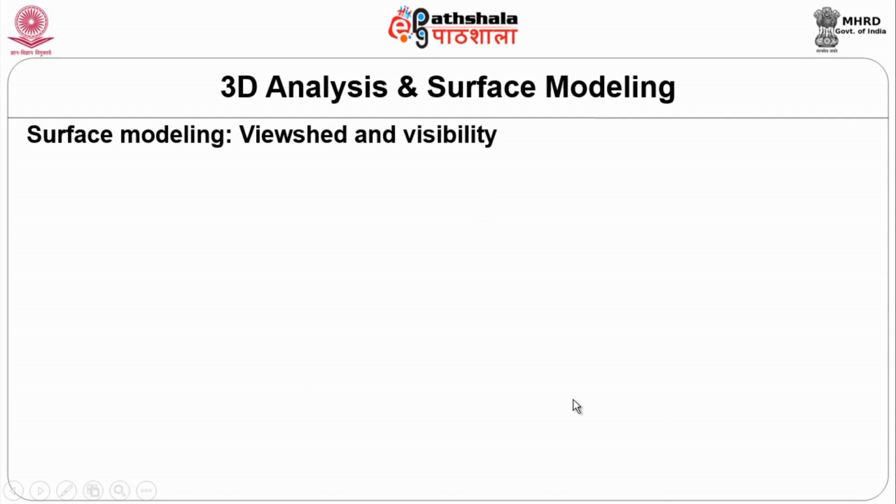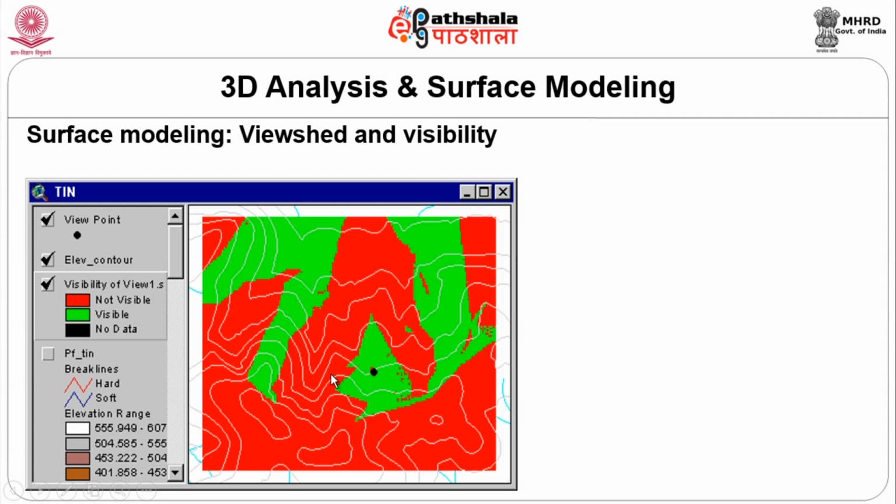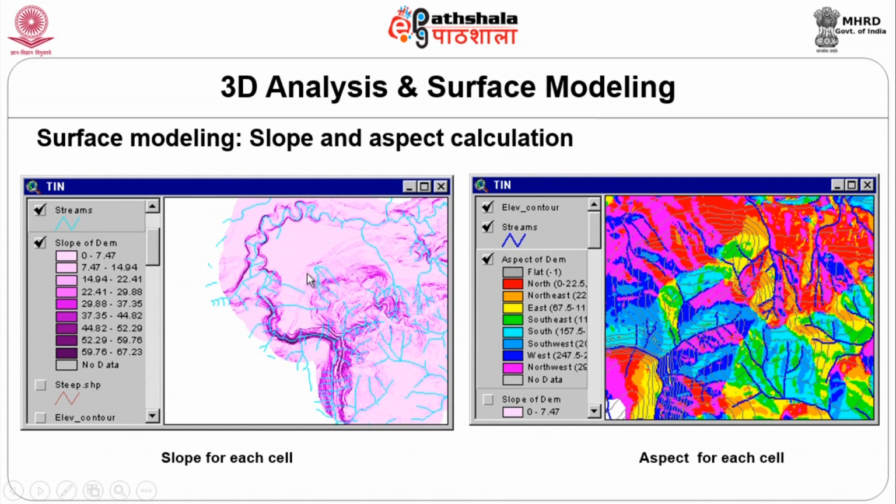View shed and visibility analysis. I would like to see a particular area from a particular viewing point. So I can see like this. What that does is it calculates the areas visible from a point. So this is how it goes.